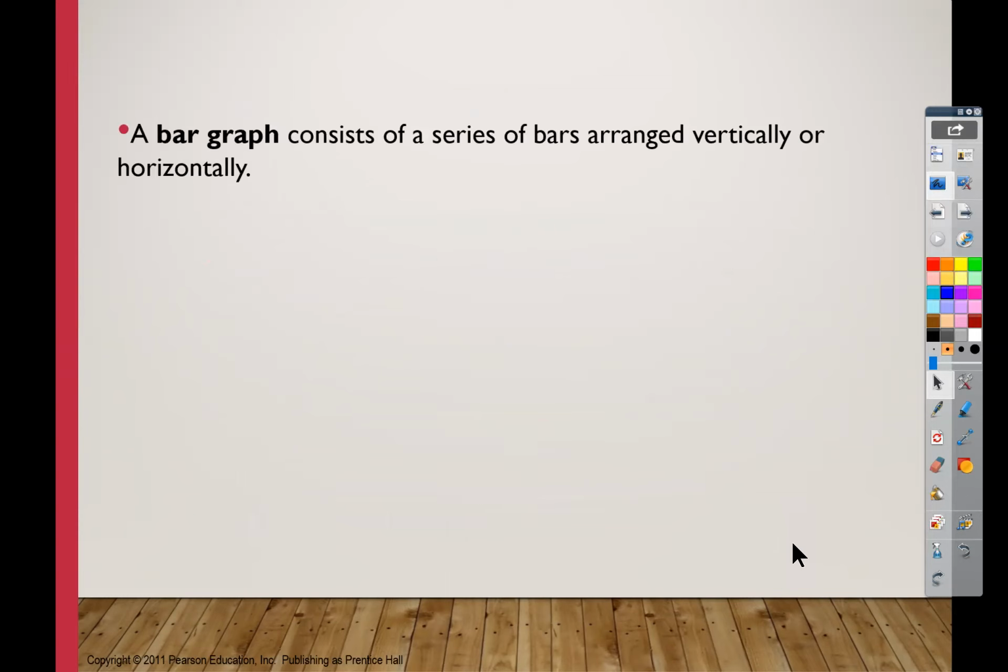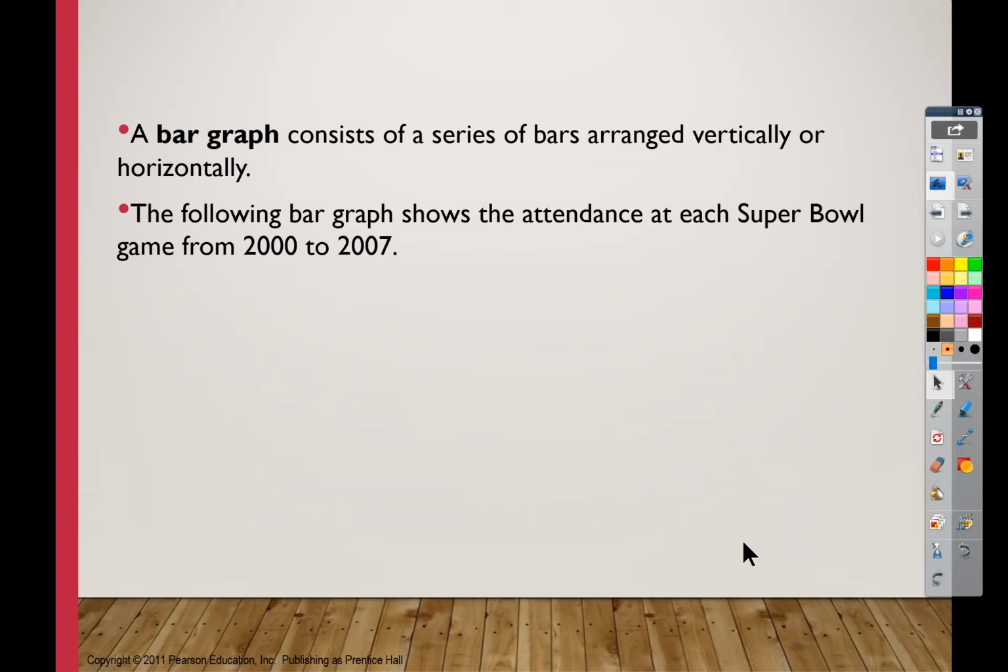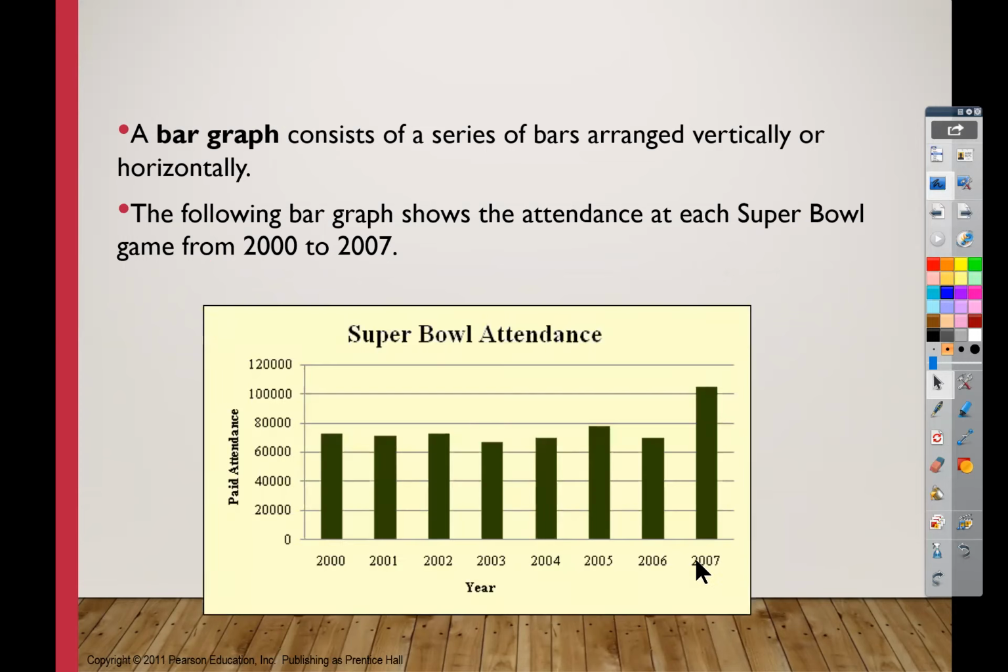A bar graph consists of a series of bars arranged vertically or horizontally. The following bar graph shows the attendance at each Super Bowl game from 2000 to 2007. So you can see how in a bar graph, it shows one specific year of information. That's different than a histogram. A histogram has different data ranges that it'll signify. So instead of just 2000, 2001, 2002, a histogram might say 2000 through 2002 for one piece of information.